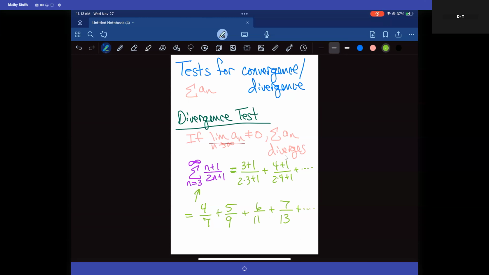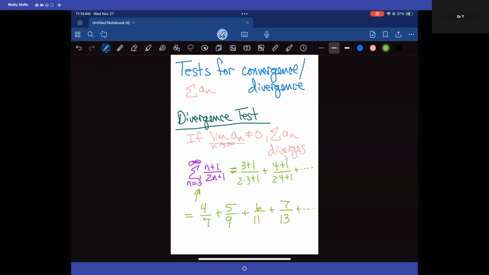Now, by looking at that, I have no idea if the terms are going to 0 or not. You might think you do, but that can be very misleading. That first number, 4 sevenths, that's a little more than a half. 7 thirteenths, that's a little more than a half. Where are these things going? I don't know. So to actually get an answer, I have to do the limit.